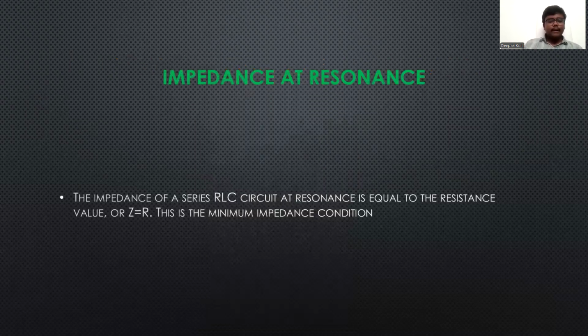Impedance at resonance. The impedance of a series RLC circuit at resonance is equal to the resistance value, or Z equals R. This is the minimum impedance condition.